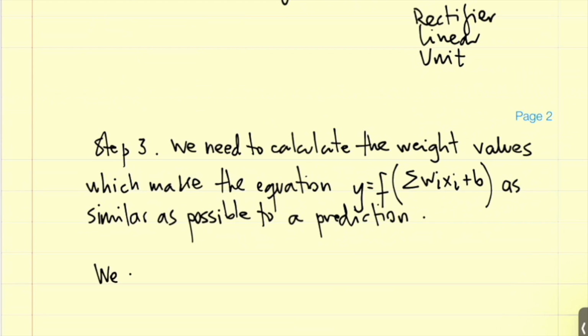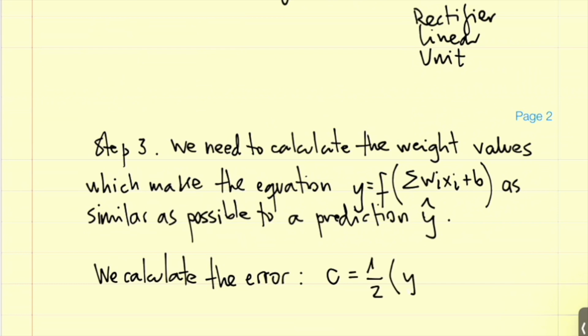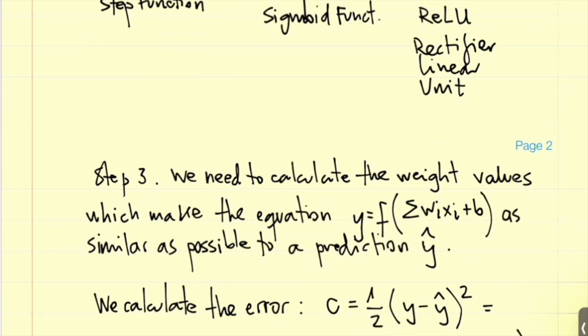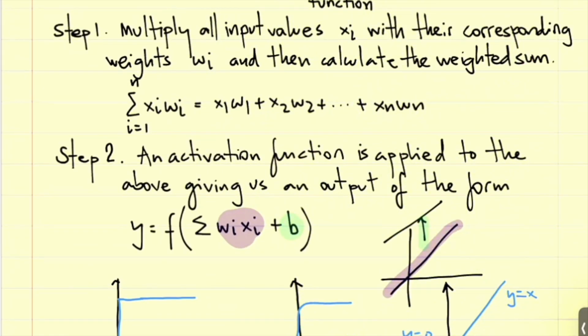And we calculate the error of a prediction y with a hat. The error is the quadratic error. It is 1 divided by 2 times (y minus y hat) squared, which is basically 1 divided by 2 times y minus the sum of w_i x_i minus b. Okay? I guess I should use the hat here. That would be more accurate.